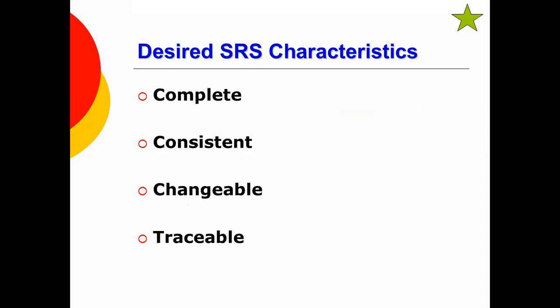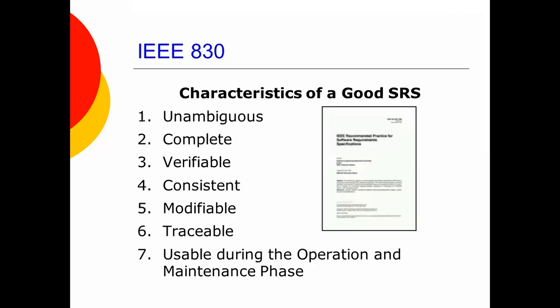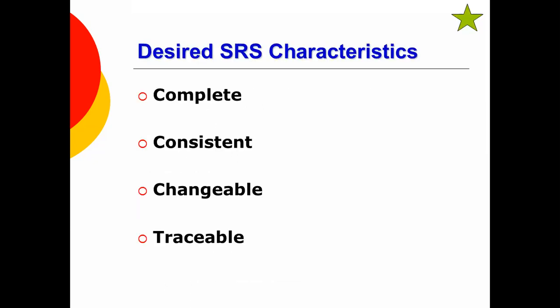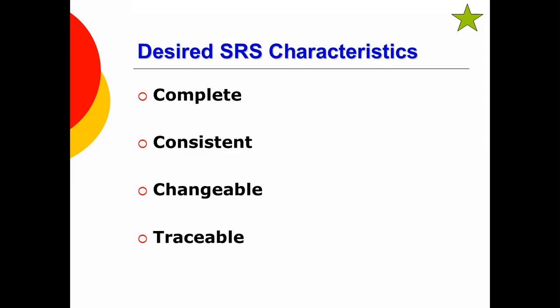Now the desired SRS characteristics. The main points you are going to note down are complete, consistent, changeable, traceable. These are very important points. These are called the desired SRS characteristics. Here you can see there are 7 characteristics of a good SRS, but you can use only these 4, which are mandatory: complete, consistent, changeable, traceable.